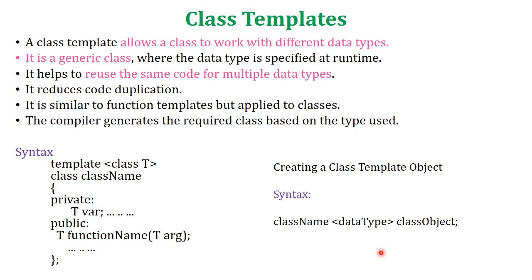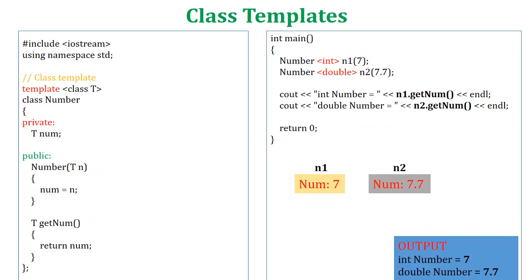The syntax: template within angle brackets, class T, then the class name. So here a variable is declared using the generic data type. Then a function is declared or defined using the generic data type. And then to create the object: class name, data type, then object name. We'll see one example.